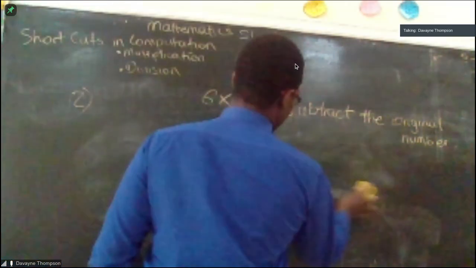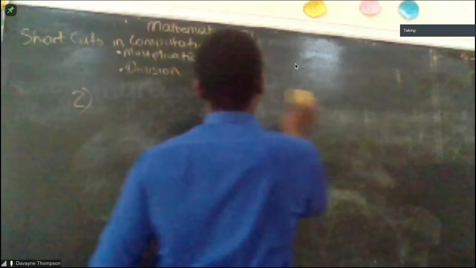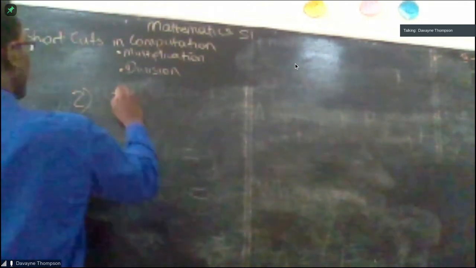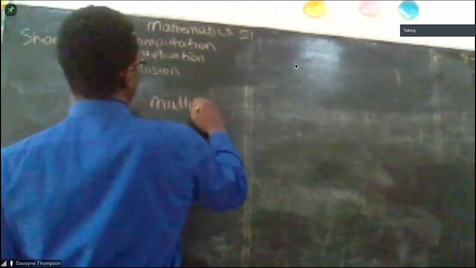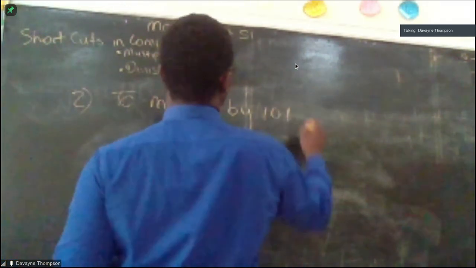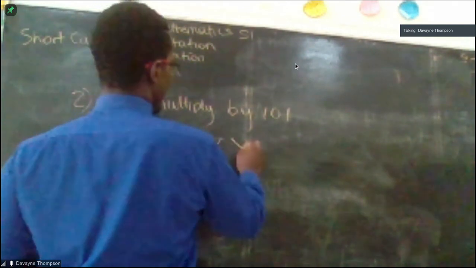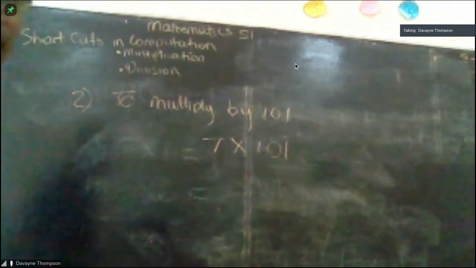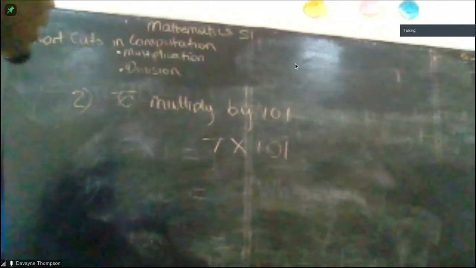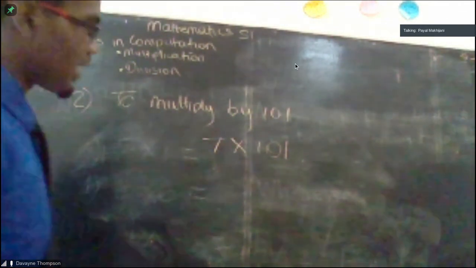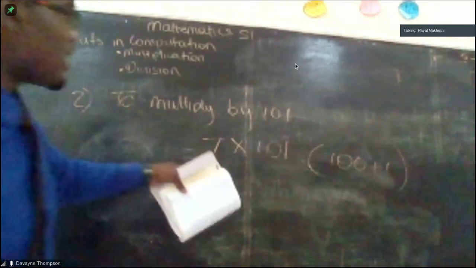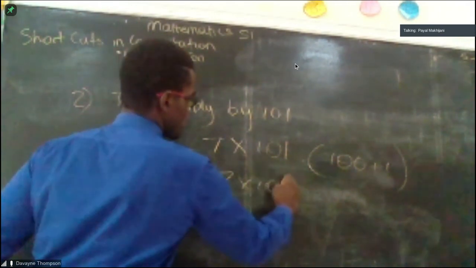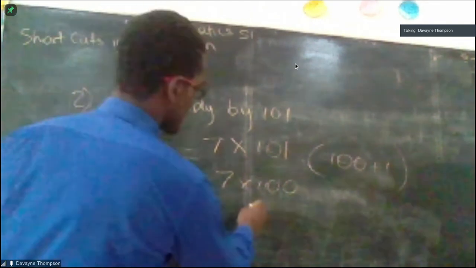Okay. The next one we're going to look at is the final rule, which is to multiply by 101. Let's say we have 7 times 101. How can I get this to be easier? What can I break apart 101 into? Right, so 101 is really 100 plus 1. So therefore, I'm just going to work out 7 times 100. And what's 7 times 100? 700.